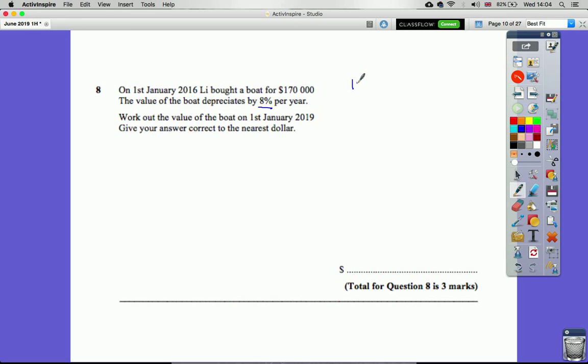Let's work out the multiplier. It's the depreciation, so 100% minus 8% is 92%. 92% as a decimal is 92 out of 100, which is 0.92. So to find out the value of the boat on January 2019, we have to do 170,000 multiplied by 0.92 to the power of 3, because it's 3 years.